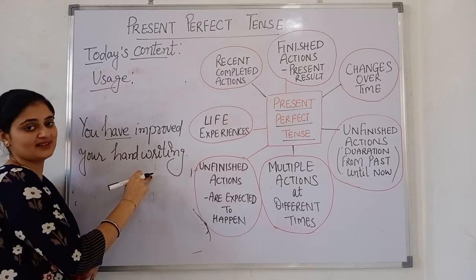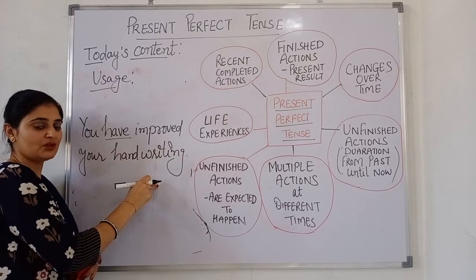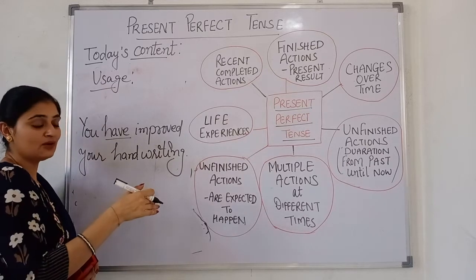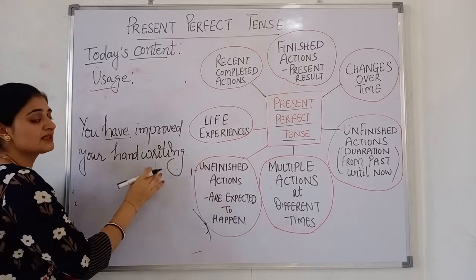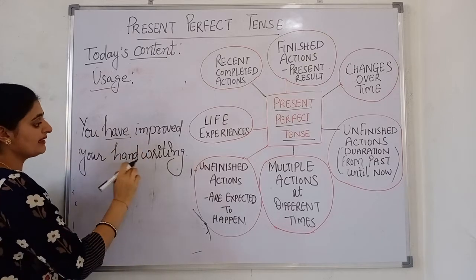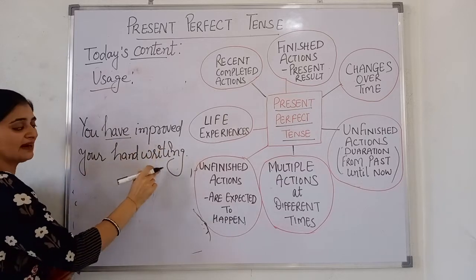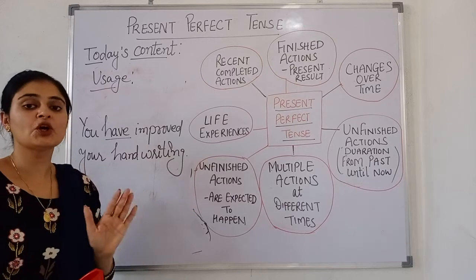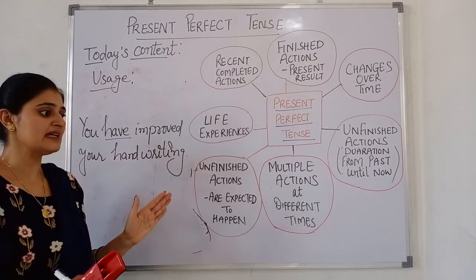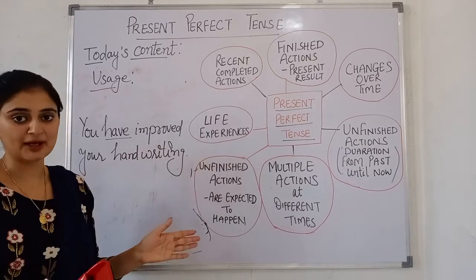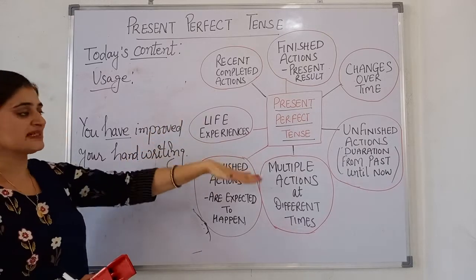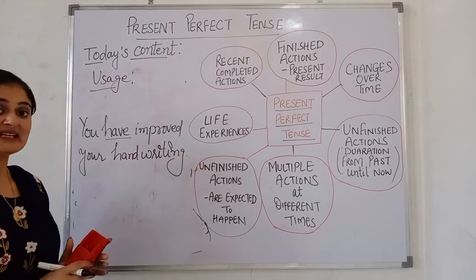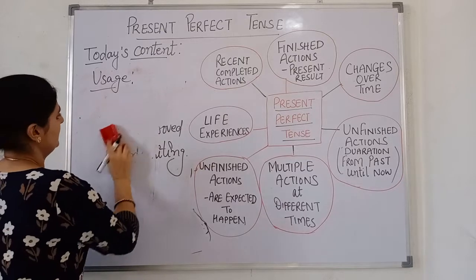Change occurred. Okay, it took time. This change did not happen just right now, just in a minute. It took time for this person to improve his handwriting. You have improved your handwriting means that the person you are talking to did not have good handwriting, or we can say his handwriting was not understandable. But now with the passage of time, that person has improved his way of writing. Clear? Okay.